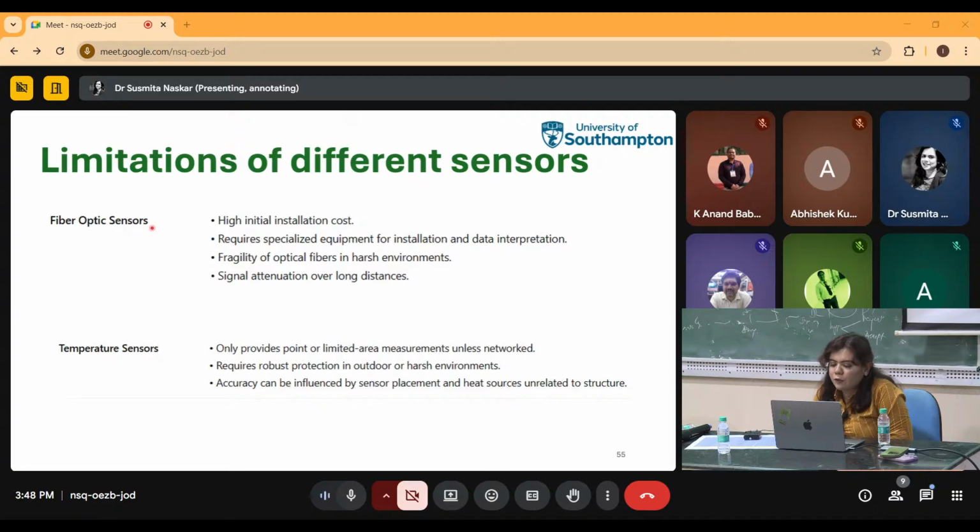So as I said, these limitations show that the cost, installation complexity and environmental conditions must be carefully considered when we are selecting or deploying a sensor onto the structure. By addressing these challenges very early, we can ensure that we get reliable data and better decision making, right? So those are the main limitations of the sensors which we generally talk about.